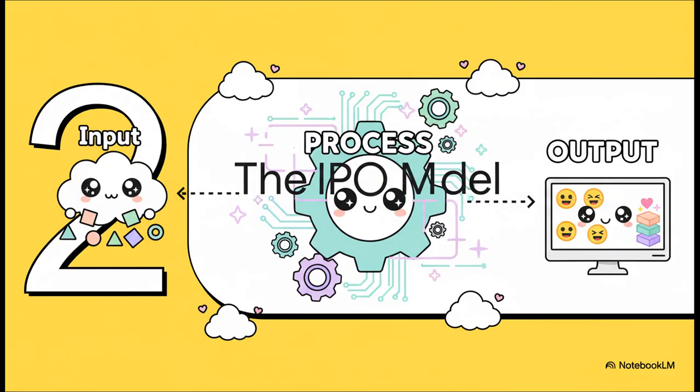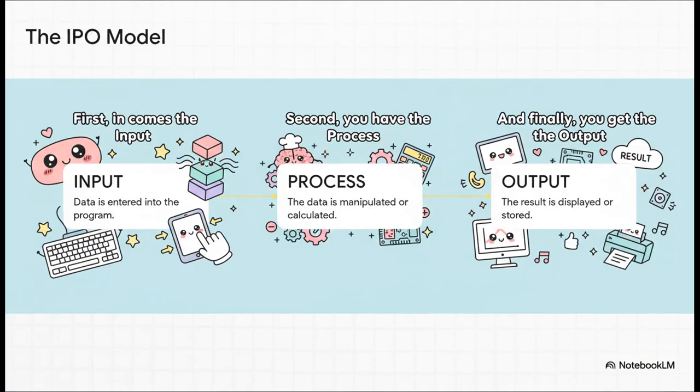Well, it turns out the solution is this beautifully simple framework that, and I'm not kidding, is behind almost all programming. It's called the IPO model: input, process, output. Seriously, think of this as the secret recipe for how basically all code works. It's kind of like a 3-act play.